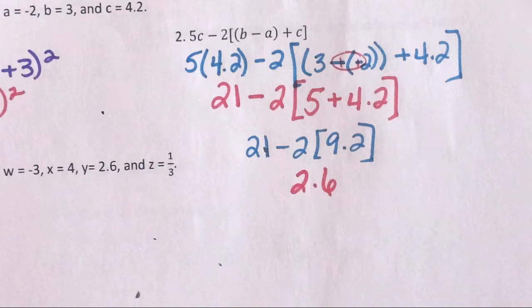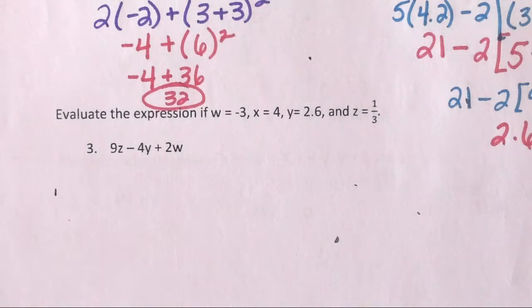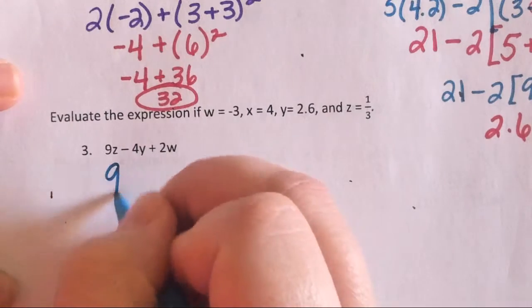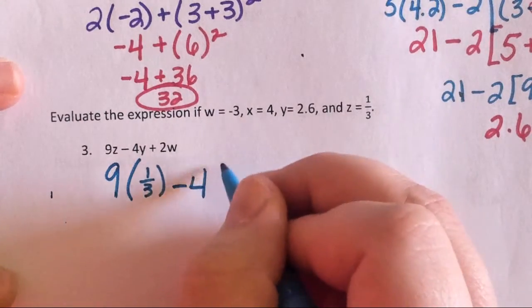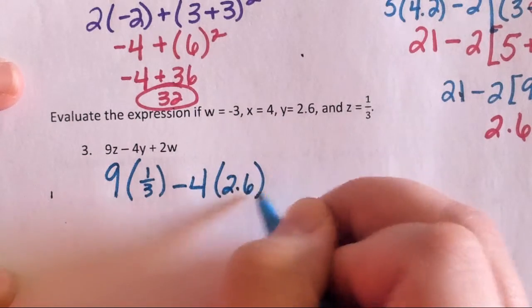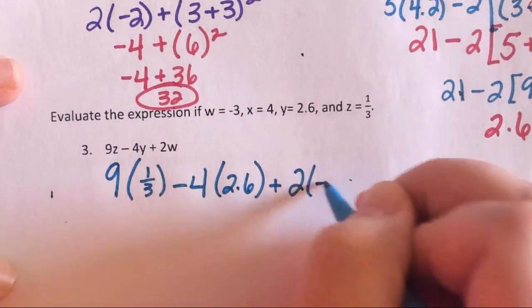Okay, 3 problems left and we're done talking about new stuff. We still have to check a point. Okay. 9Z, 4Y, and 2W. Let's see. 9Z, Z is 1/3, minus 4, Y is 2.6, and 2W, W is negative 3.